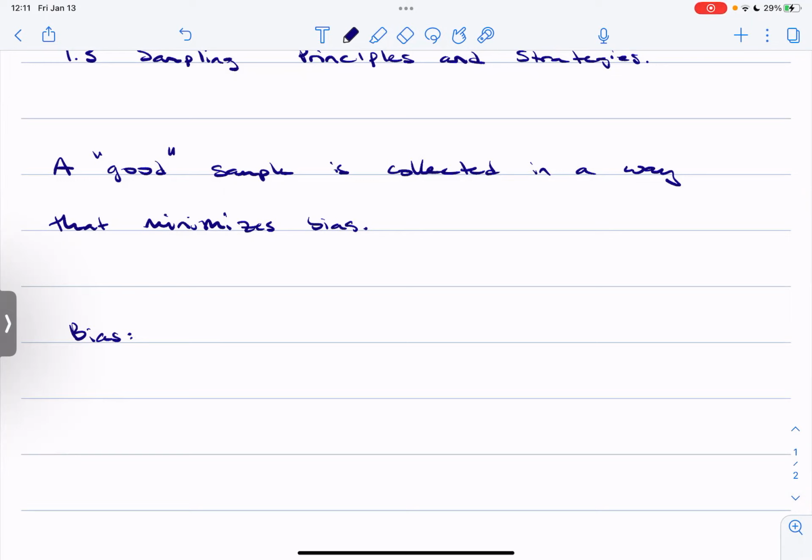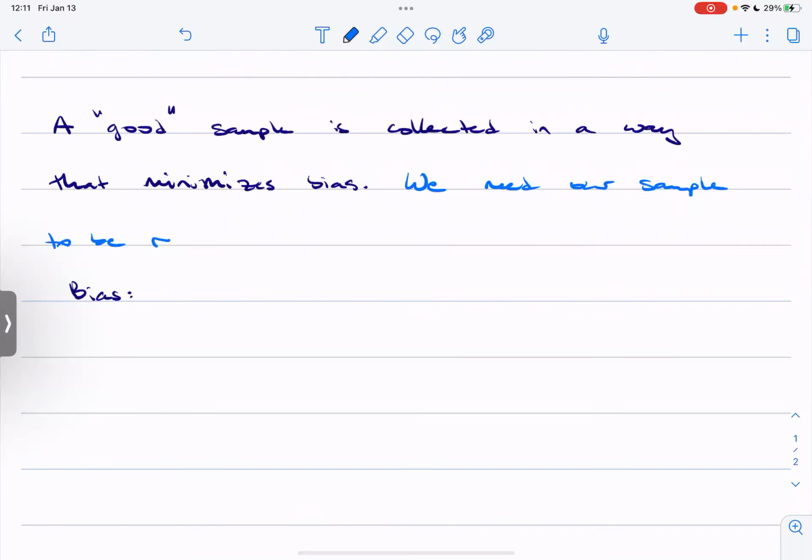Really, what we have to arrive at is that we're never going to eliminate bias. We're never going to be able to collect a perfect sample. A perfect sample is one that's representative of the population. So we need our sample to be representative of our population. Why do we need that? Because we're going to use our sample information to learn about the population. If our sample is not representative of our population, then that's really bad.